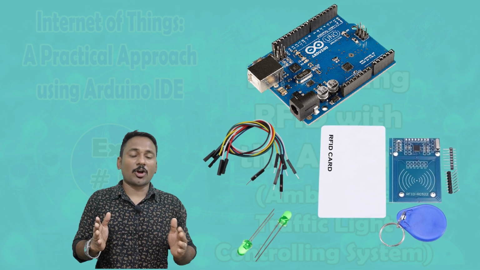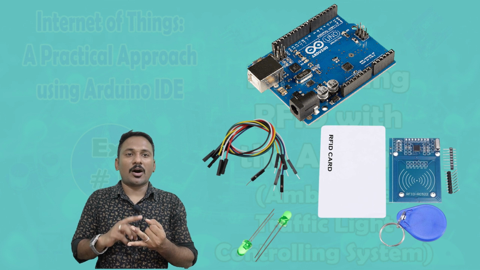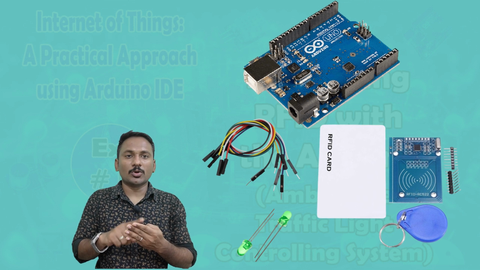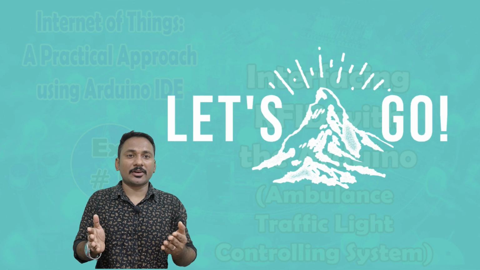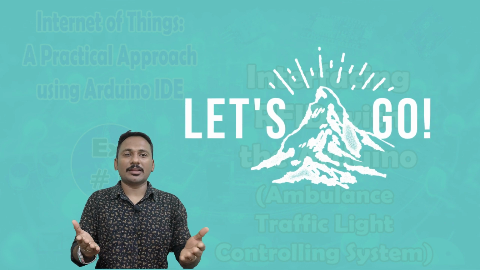For this, we need the components: Arduino UNO, RFID reader, 2 RFID tags, 2 different colors of LEDs, and to connect your sensor, we need jumper wires. And let's head into our practical approach.